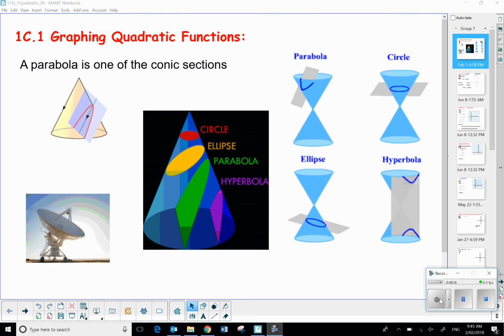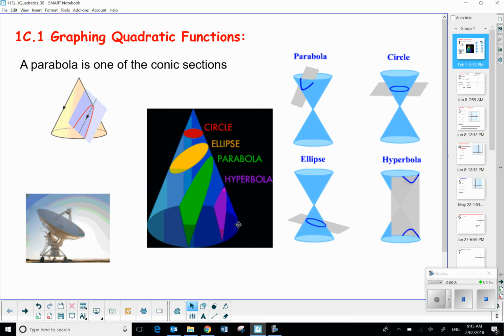Hello IB, we're now going to look at graphing quadratic functions. You've already done a lot of these and I'm sure by now we recognize the parabola shape. It's interesting that the shape comes out of a conic, or out of a cone. So this diagram here shows how we can get the different shapes from a cone.